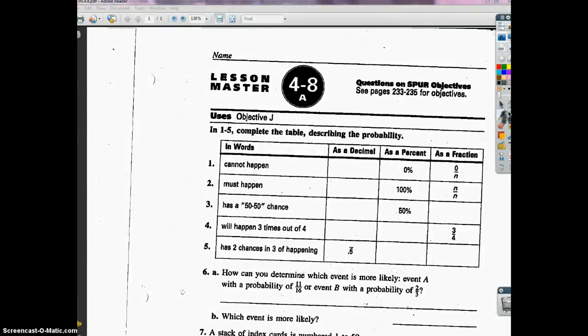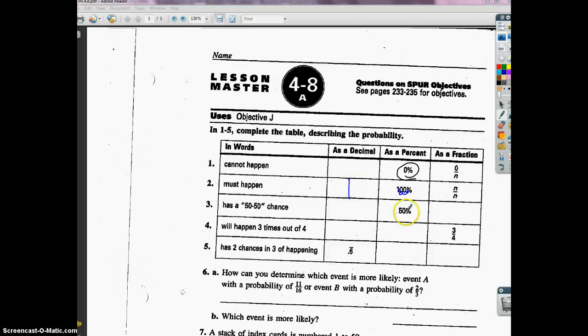Okay, so today's lesson was on probability. So this first whole thing is pretty much changing it from percentage into fractions, things like that. So cannot happen. What is 0% as a decimal? This one's pretty easy, so I'm not even going to help you with that one. How about 100%? So remember we start here, and we move the decimal over twice. So it would be 1.